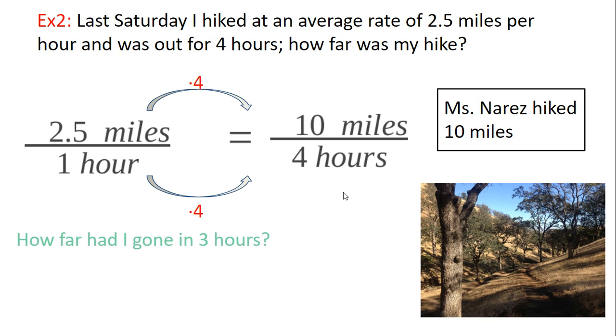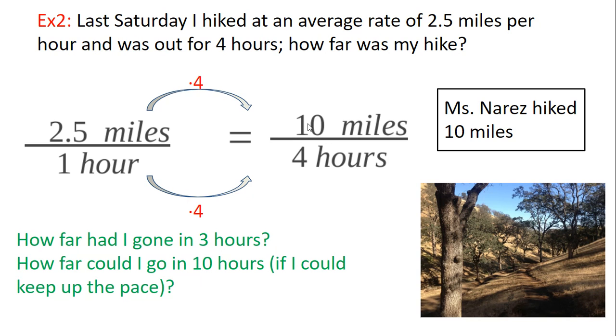Now, how would I have done this problem differently if the question was, how far had I gone in 3 hours? Think to yourself. Well, it would be the same thing, except instead of multiplying by 4, I would have multiplied by 3, and I would get a slightly smaller number since I would have hiked for less time. How would it be different if the question said, how far could I go in 10 hours if I could keep pace, of course? Hopefully you said that the only difference would be I would have multiplied by 10 and gotten 25 miles, though I don't think I can really hike 25 miles in a day.